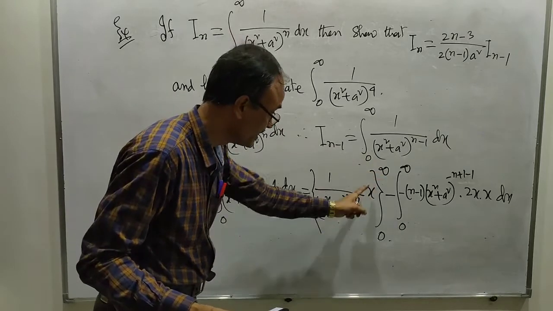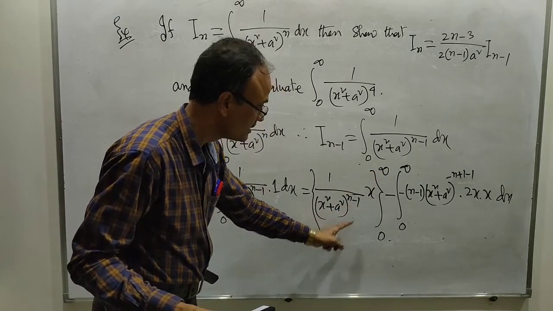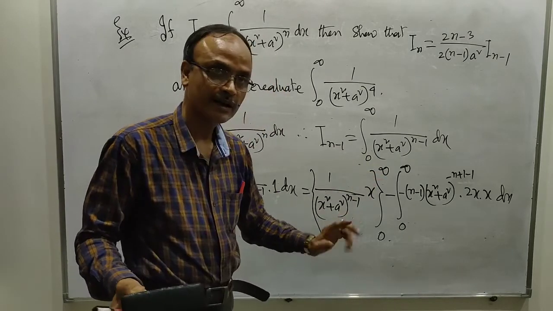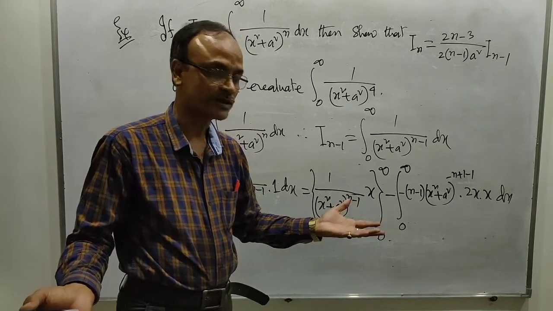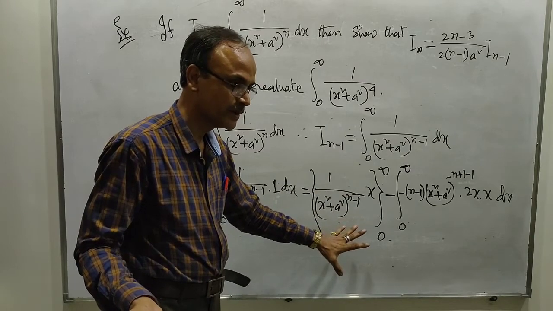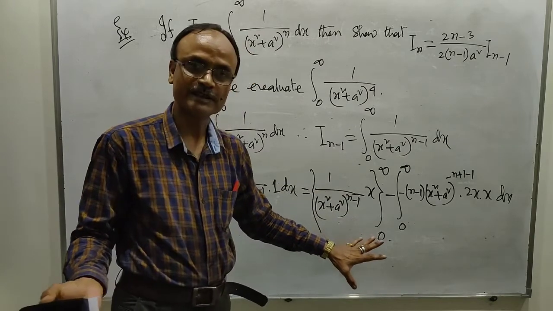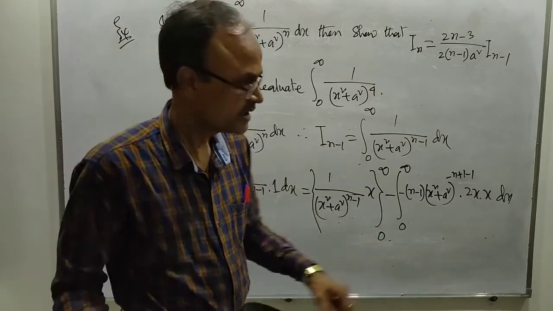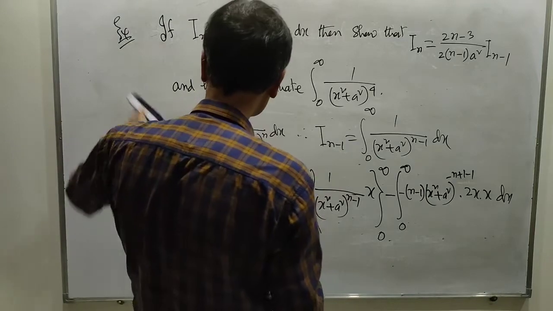If you put x is equal to infinity, it is the infinity by infinity form. Apply L'Hospital's rule, then you will get 1 divided by infinity, equal to 0. No term from this.